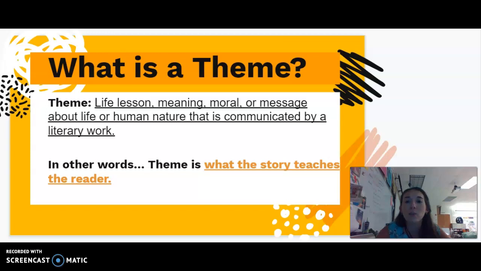Alrighty, so let's start off with what is a theme. Theme is a life lesson, meaning, moral, or message about life or human nature that is communicated by a literary work. In other words, theme is what the story teaches the reader.